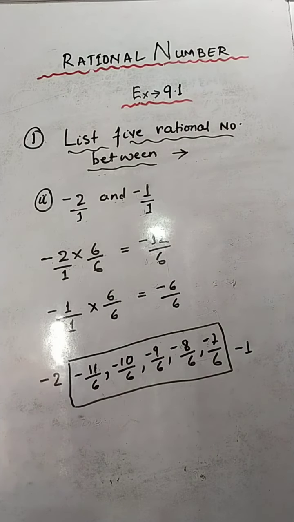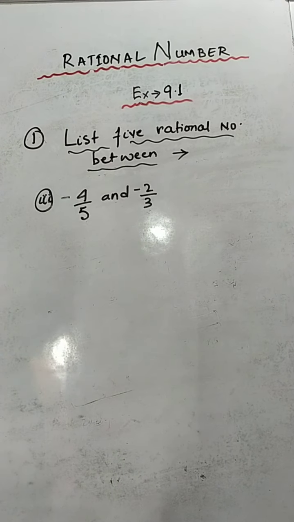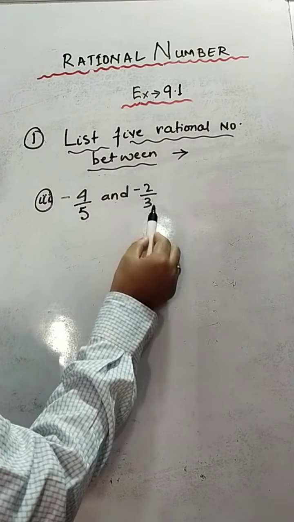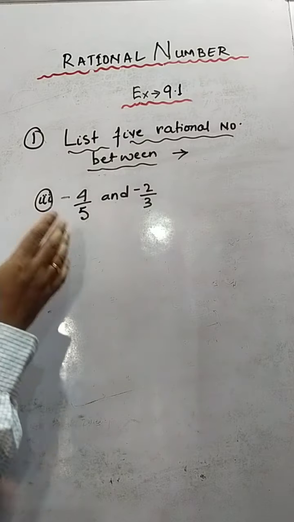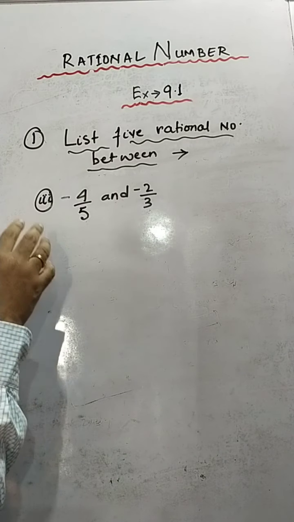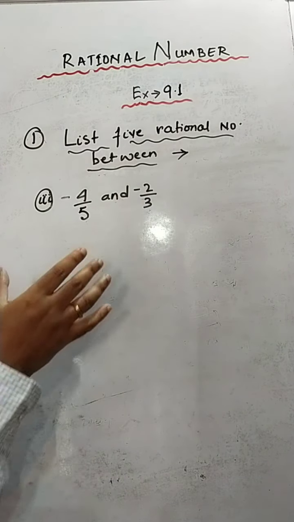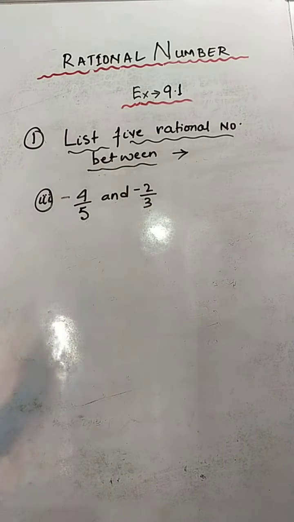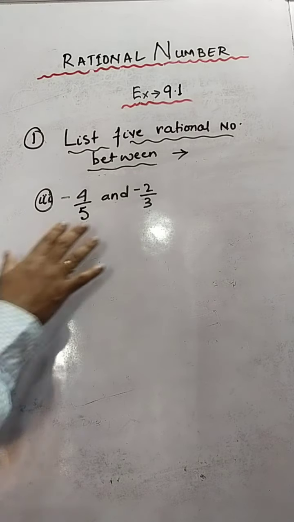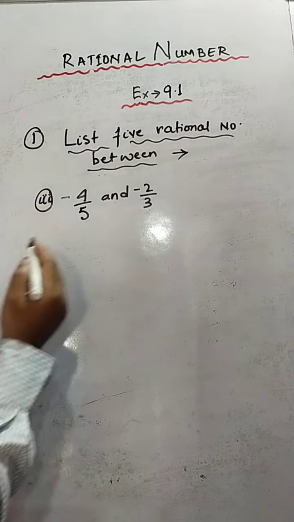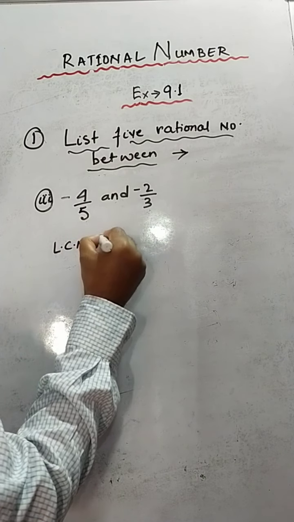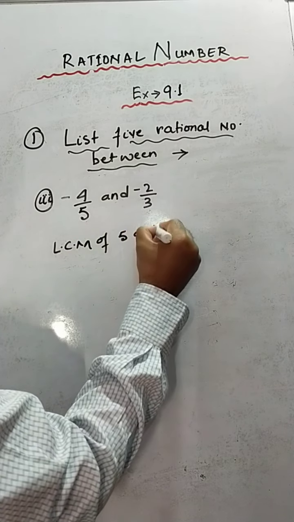Okay, students. So now let's move on to sum number 3. Now, question number 3, we have minus 4 by 5 and minus 2 by 3. Now you see the first two previous sums, there the denominators were same. But here you will see that the denominators are not same. So the first thing that you have to do is you have to make the denominator same, students. Okay, so how to do that? So we have to first find the LCM. LCM of 5 and 3.